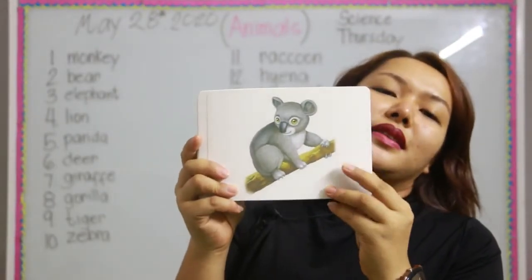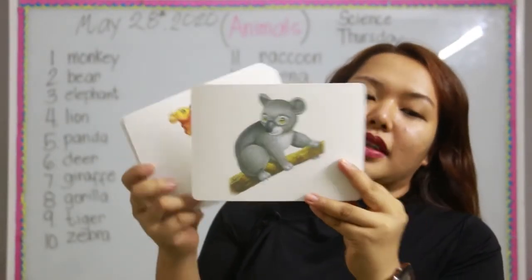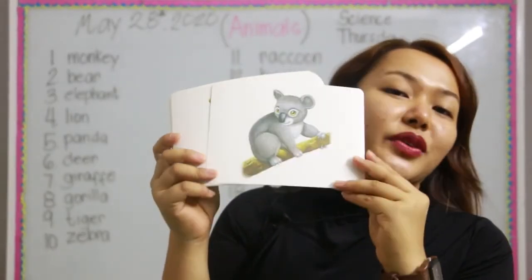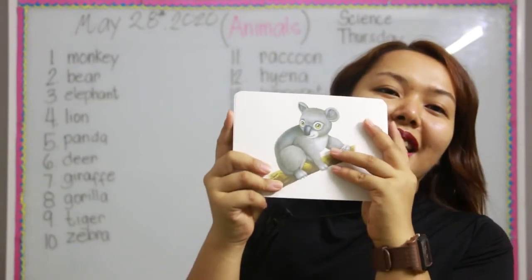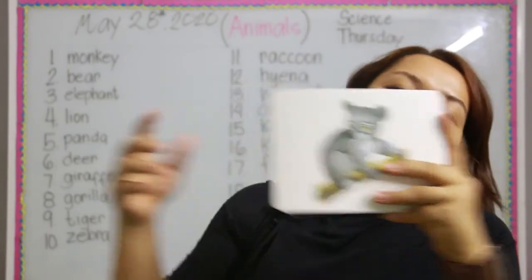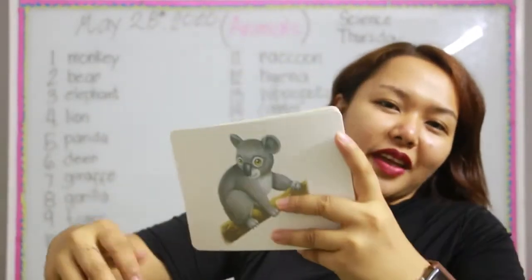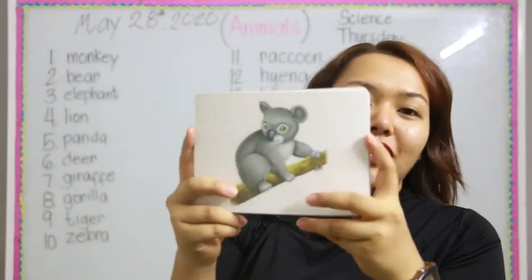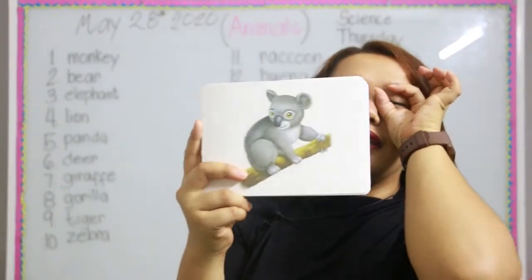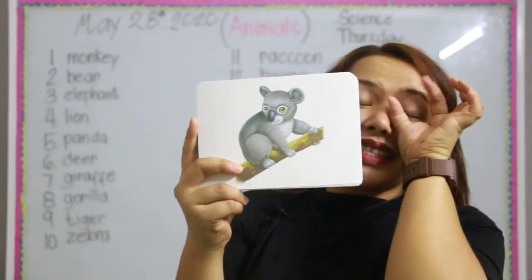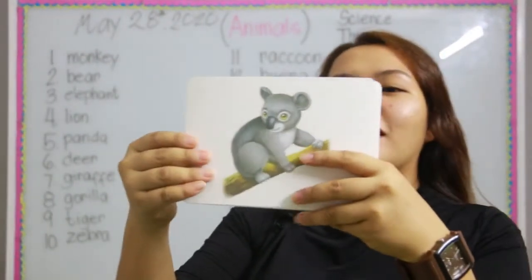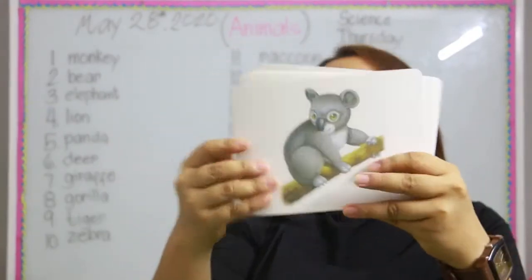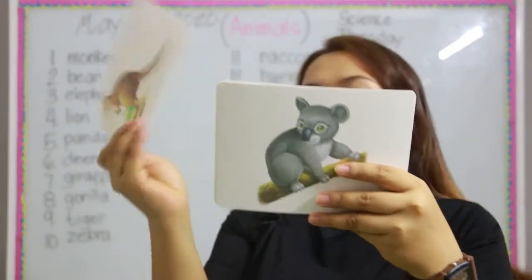Koala. Okay, that's very long. That's koala. It's grayish in color. They normally stay up on the trees. They hug trees and stay there. They're very cute. They have round eyes, which is very nice. So we call them koala. Alright, number 16. 5 more to go.